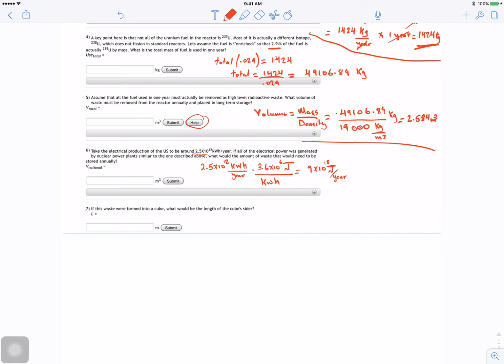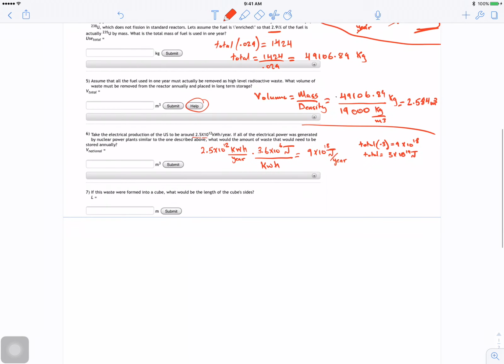So let's find how much is the total. Not how much is used, how much is the total. So the total is times 0.3. This is how much is effective. It's going to be equal to 9 times 10 to the 18. And for this, I got the total is going to be equal to 3 times 10 to the 19 joules.